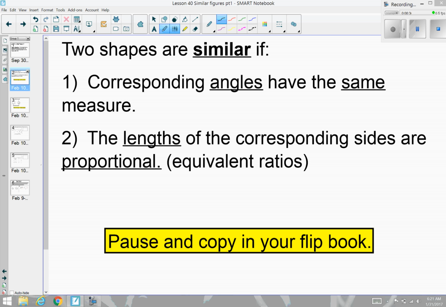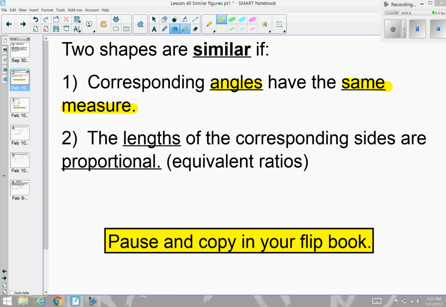There are two factors that we have to prove to make sure that shapes are indeed similar to each other. The first one is that their corresponding angles have the same measure. This means that their matching angles are congruent to each other. They have the same measurement to each other, okay? So that's the first most important thing. Again, angles have the same measurement to each other.